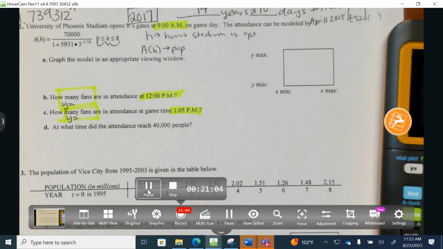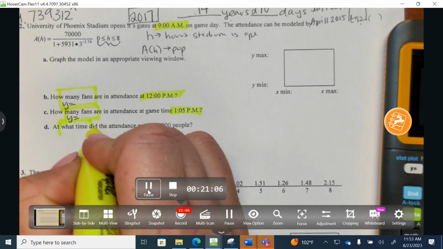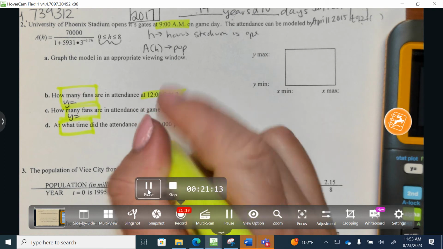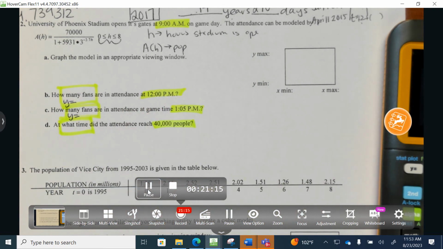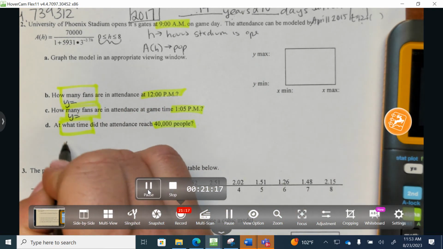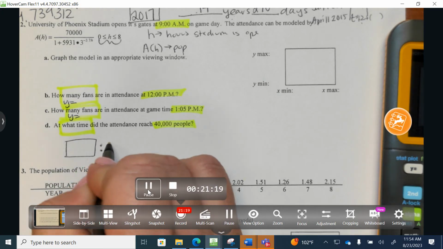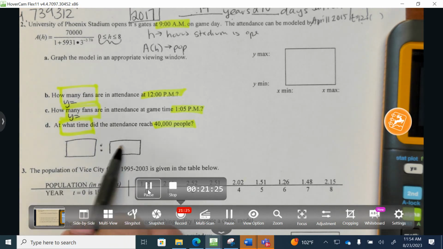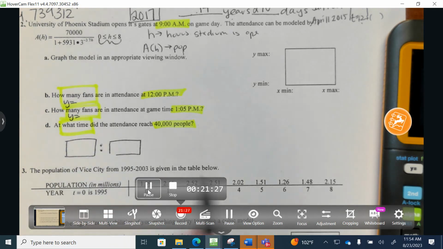And lastly, we want to know what time. So we want to know time in terms of hours. What time did the attendance reach a particular point? So for this one, we're going to leave this. This is going to be time. So this is like, for instance, right now it's 11:54, right? You get out of here at around 12:36. That's how we're going to fill this in.